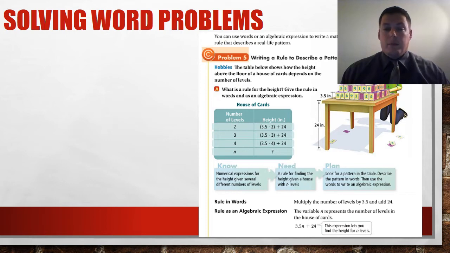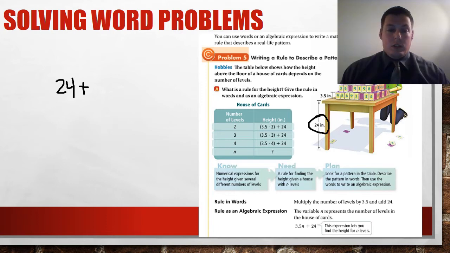Alright, so here's an example of a word problem. The table below shows how the height above the floor of a house of cards depends on the number of levels. So here what it's saying is that the height of the table, no matter how high you're building off of it, is 24 inches. So you're always going to have 24 inches. And then you're going to need to add to that how many sets of cards, how many rows you're going up.